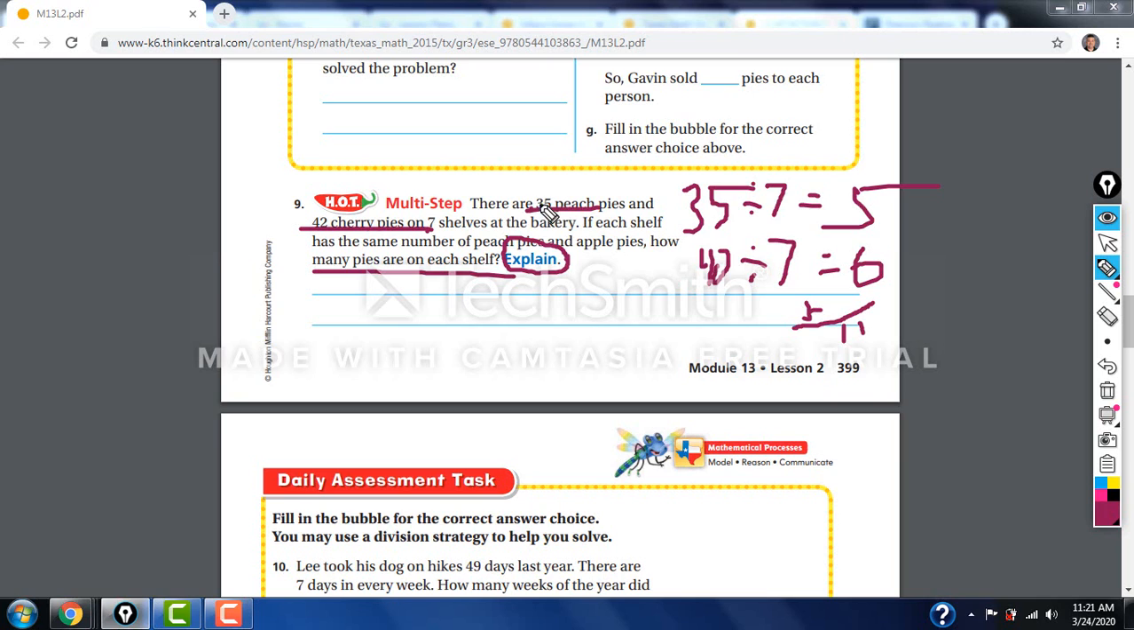Or you could add 35 plus 42. That'll give you 77, right? And how many equal groups? 7. Divide that by 7, and 77 divided by 7 also gives you 11. So those are the 2 ways you can do that. You can divide this one by 7, then the cherry pies by 7, and add those 2, or add the total number of pies and then divide by the equal number of groups. So make sure you follow through on this. That's going to help you on the next assignments when you start doing the multi-step problems.